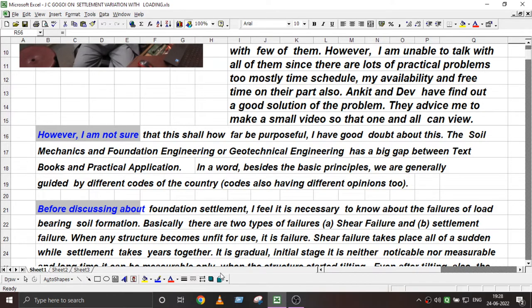Before discussing the settlement of the foundation, it will be better to know about the failure of the bearing soil formation. There are basically two types of soil. One is cohesive soil, another is non-cohesive soil. That is, C-phi soil or C soil, which is cohesive soil, and non-cohesive soil, that is granular soil, or phi soil. Accordingly, the permissible limits for C soil and phi soil are different.